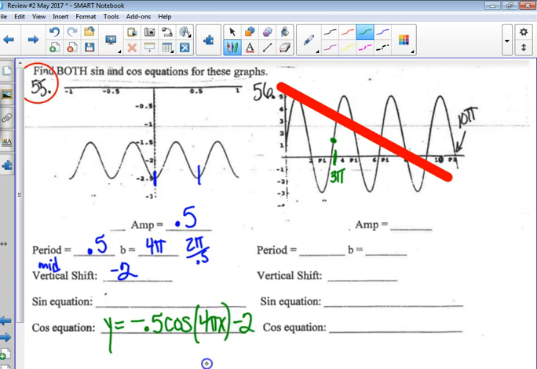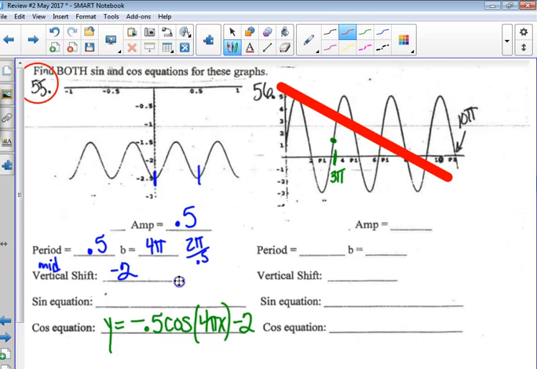Yes, no? Amplitude is 0.5, that's out in front. It's negative because it started at the min and not the max for the cosine. The B goes in here, it doesn't need a phase shift. And it's down 2, which you could have started the whole thing out with a negative 2 minus 0.5 cosine 4 pi x if you wanted to move it out front, but all right.